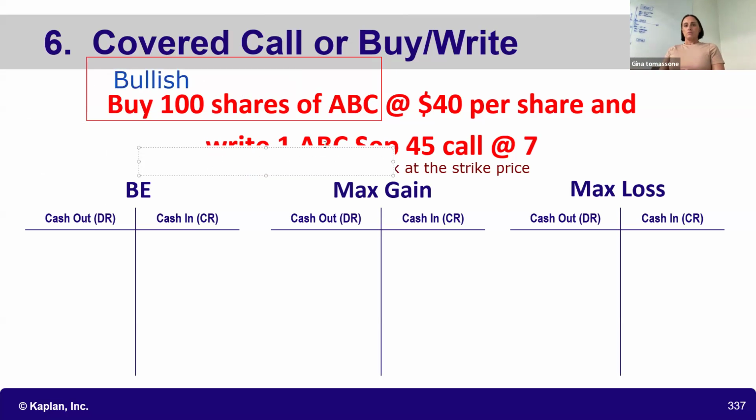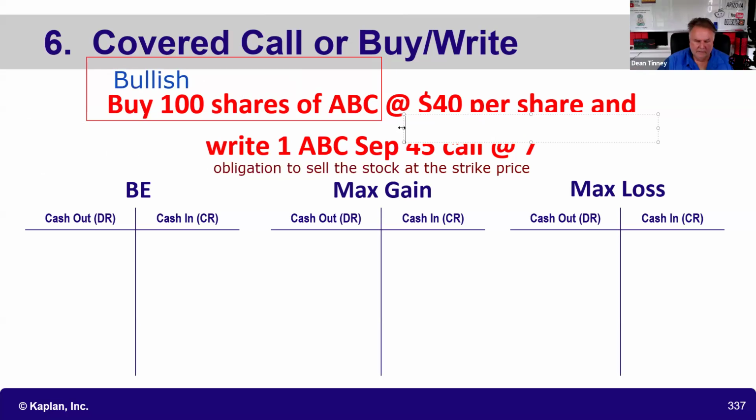Okay. So we said the other thing we kind of want to recognize is options are about floors and ceilings. And when you write a call, here there's a ceiling. There would be no ceiling, by the way, if it was a naked call, but this is a ceiling because you own the stock. You're not participating past 45. That's kind of one of the big things, right?